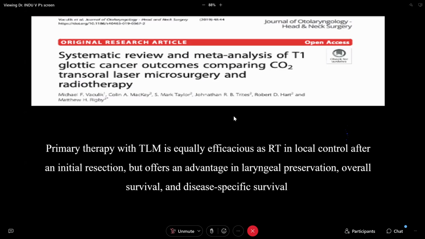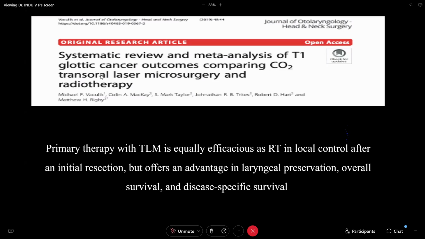So coming to those articles comparing carbon dioxide laser microsurgery and radiotherapy in glottic cancer. Here our treatment is basically based on retrospective studies rather than prospective studies. Prospective randomized controlled trials are almost rare or very few in this topic because the treatment is usually the patient's choice or the surgeon's choice. It is difficult to randomize into either arm, so it will be decided on different factors.